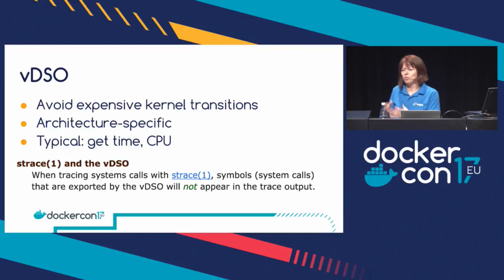And it's things where that particular chip can safely give you time information or CPU information without the transition to the kernel. Now, the thing about this is, if you're using strace to see which system calls are being called, it's sitting at that transition between kernel and user space. So if you don't do the transition, strace doesn't see those calls happening. And we can take a look at that.